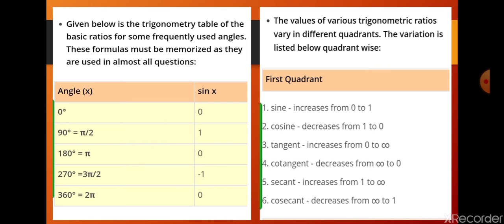The values of various trigonometric ratios vary in different quadrants. The variation is listed below quadrant wise. Sine increases from 0 to 1 in first quadrant. Similarly, in first quadrant, cosine decreases from 1 to 0, tangent increases from 0 to infinity, cotangent decreases from infinity to 0, secant increases from 1 to infinity, cosecant decreases from infinity to 1.